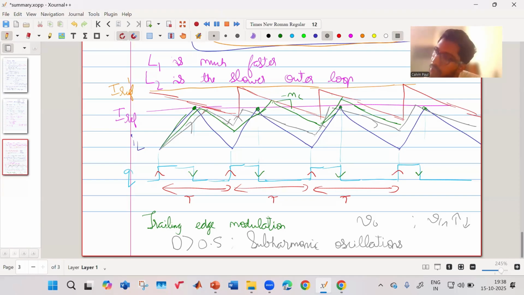But what you should remember is, if your duty is greater than 0.5, then your peak current mode control has subharmonic oscillations, right? So to overcome that, ramp compensation is used. Now, if you use ramp compensation, there is a drawback. Your ramp compensation slows down your system.